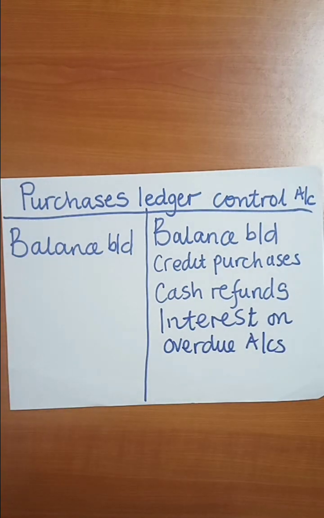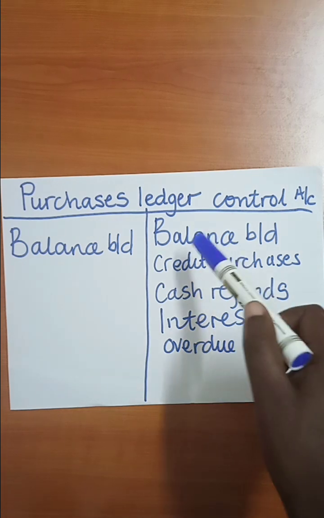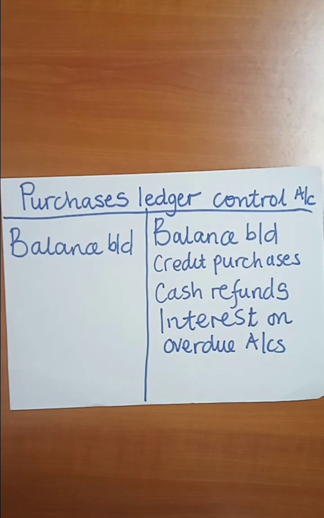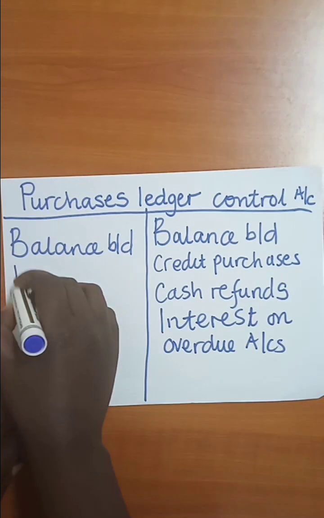What about discounts received? Where are we supposed to record discounts received? Debit or credit? Very correct. It's debit. Why? Because a discount is a reduction that the business gets from the suppliers. So it is going to reduce the balance on the credit side. So we record it on the debit side.